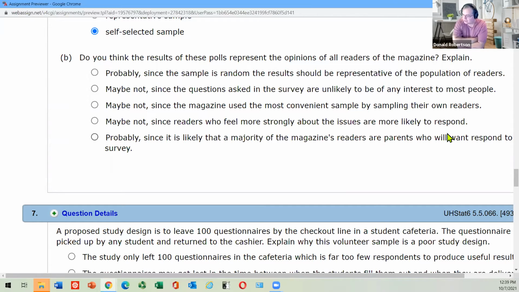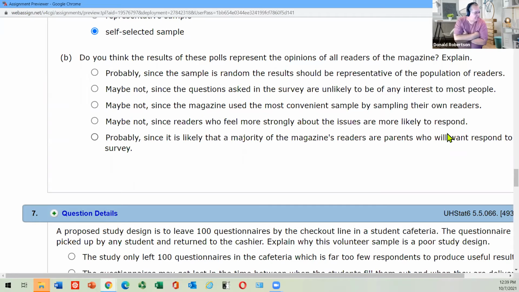So I'm assuming that they're pushing the convenience one there. Maybe not, since the readers who feel more strongly about the issues are more likely to respond. And the last one is probably, since it is likely that the majority of magazine readers are parents and will want to respond to the survey. Slightly subjective, but I've committed. Which one of those 5? 1, 2, 3, 4, or 5, do you want to go?